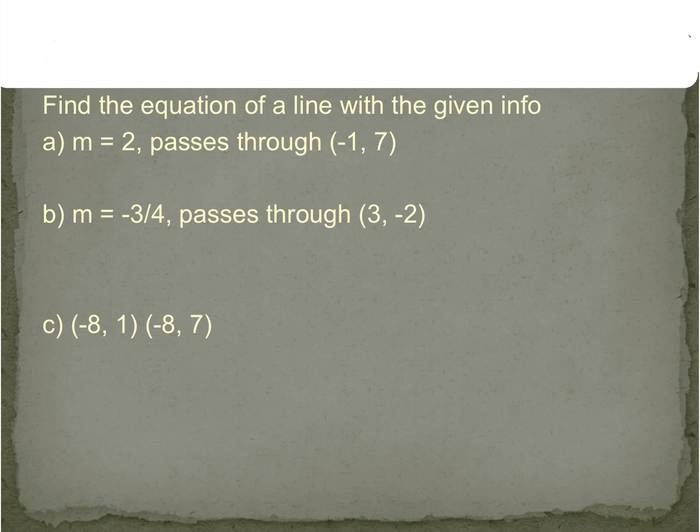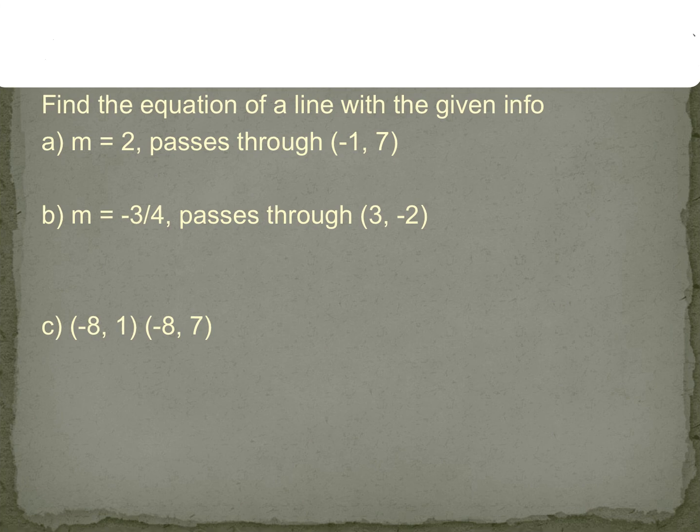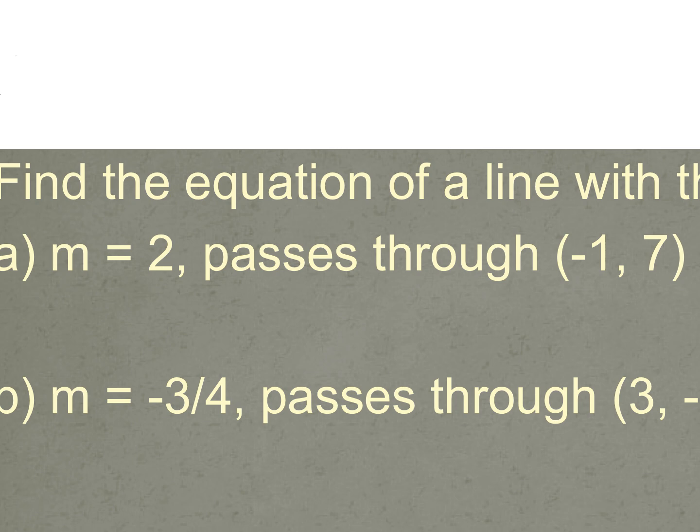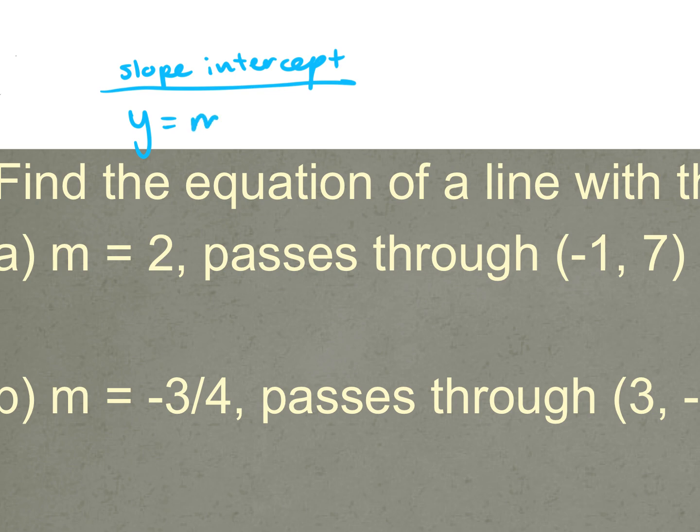All right. On the next page, we're going to talk about equations of a line. So we're going to find the equation of a line with the given info. So there's 2 types of equations of lines that we're going to focus on. One of them is slope-intercept form. Anybody know what slope-intercept form is? Awesome. Y equals mx plus b, where m is our slope and b is our y-intercept.